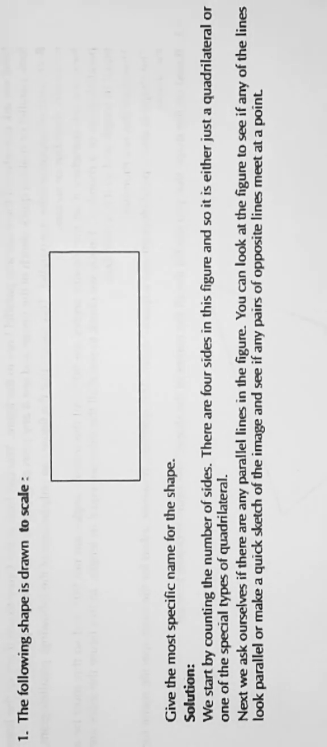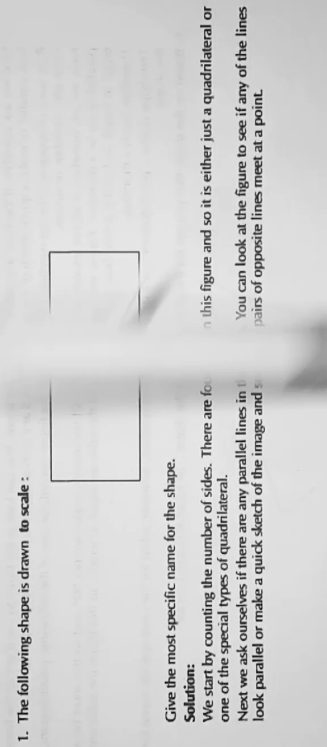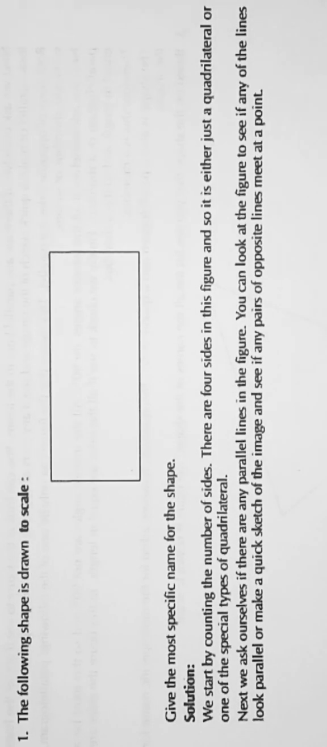The shape is drawn to scale. So you can see this is a rectangle. How do we know if it is a rectangle? A rectangle has four sides and it is a quadrilateral. It has 1, 2, 3, 4. So it has four sides.